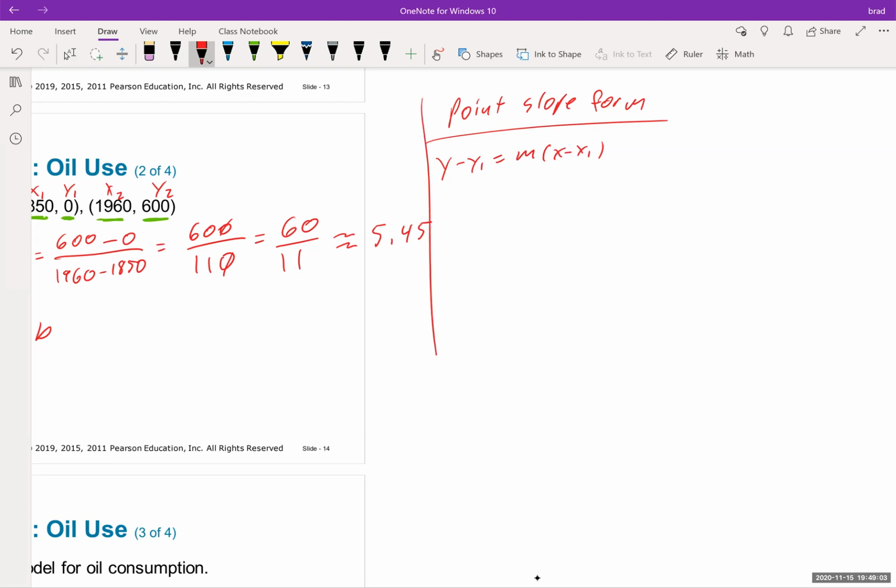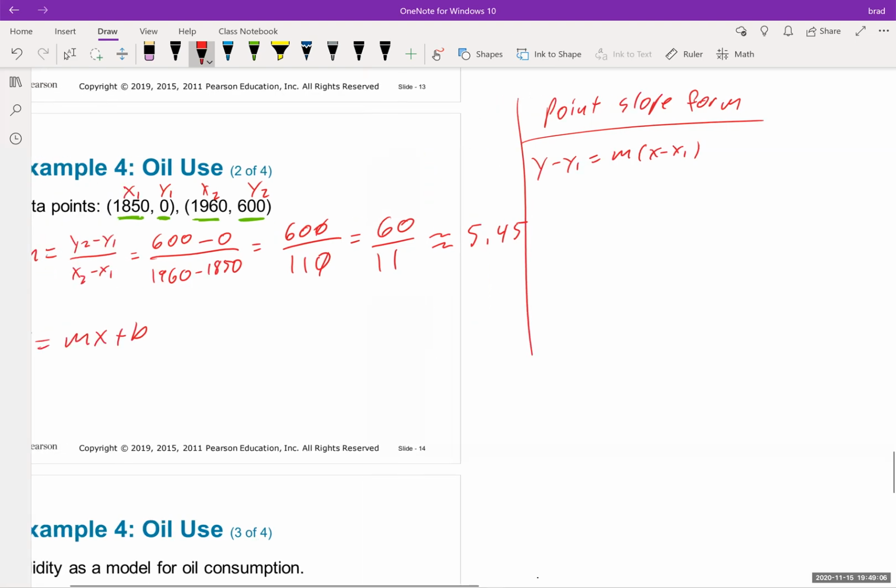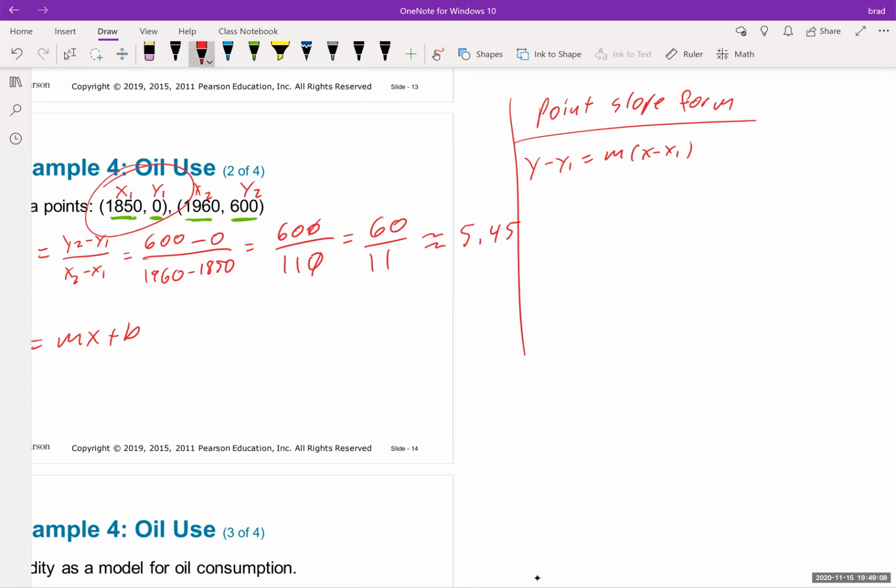Okay, so what this does is you plug in either point, doesn't matter which one. So I'm going to use the first point because it's easier. And I'm going to do y minus y1, which is 0. What's my m? 5.45 times x minus what's my x1? 1850. Okay. So I have y equals 5.45x minus, and then I just get out my calculator, 5.45 times 1850. And that is 10,082.